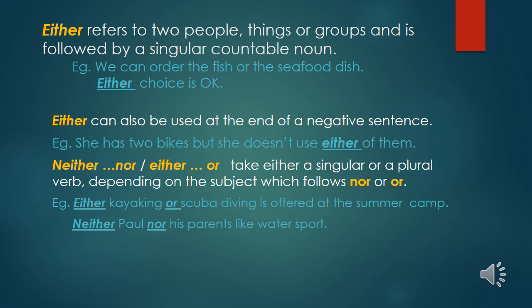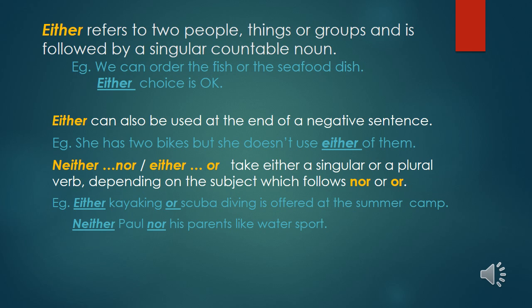Either refers to two people, things, or groups, and is followed by a singular countable noun. Example: we can order the fish or the seafood dish. Either choice is okay. Either can also be used at the end of negative sentences. Example: she has two bikes, but she doesn't use either of them.